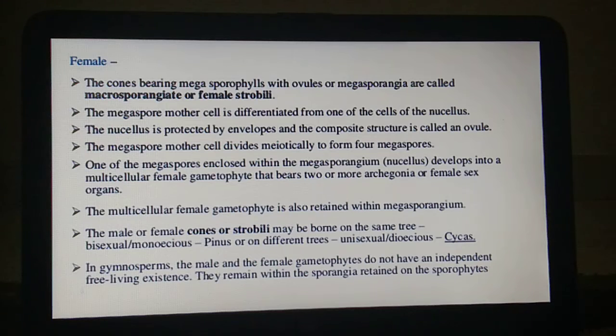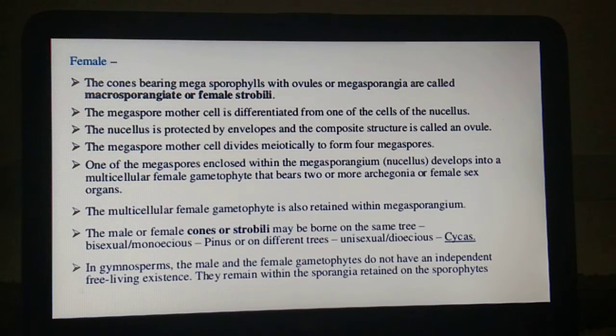Fine, meiotically they divide to form 4 megaspores, where one of the megaspores enclosed within the megasporangium, that is the nucellus, develops into a multicellular female gametophyte that bears 2 or more archegonia or female sex organs. So one of the megaspores, student, is enclosed within the megasporangium. It develops a complete structure known as the female gametophyte that bears the female sex organs. And the multicellular female gametophyte is also retained within that megasporangium.